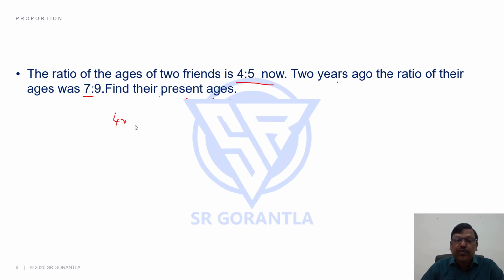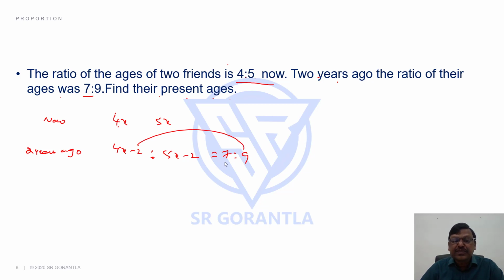The ratio of ages of two friends is 4:5 now. Present ages of the two guys are 4x and 5x, because they're in the ratio 4:5. If they are 4x and 5x now, 2 years ago each one was 2 years younger, so 4x minus 2, 5x minus 2. But 2 years ago, the ratio of their ages was 7:9, so equate this to 7:9. You can say product of extremes is equal to product of means. 9 into (4x minus 2) equals 7 into (5x minus 2). You can say 36x minus 18 equals 35x minus 14.